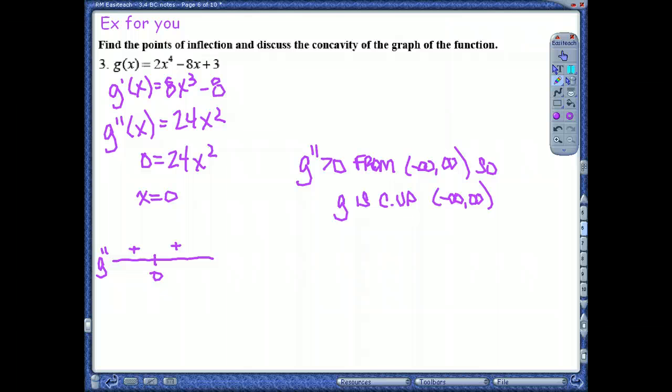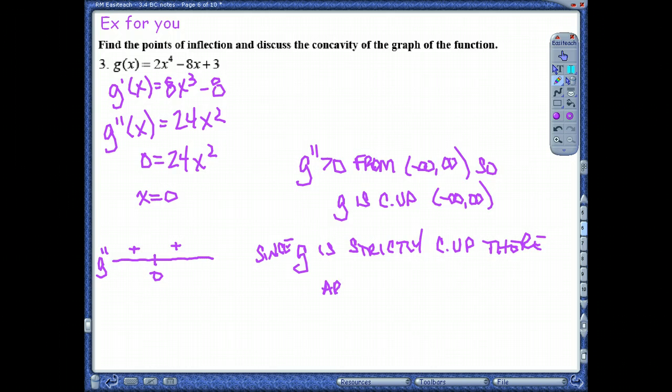Remember, to be a point of inflection, you have to change concavity. I don't change concavity, and you need to write that in there. You can say, put in a since, that sounds good. Since g is strictly concave up, there are no points of inflection. Whenever you're talking about points of inflection, you must talk about a concavity change. So if there's no concavity change, no deal.